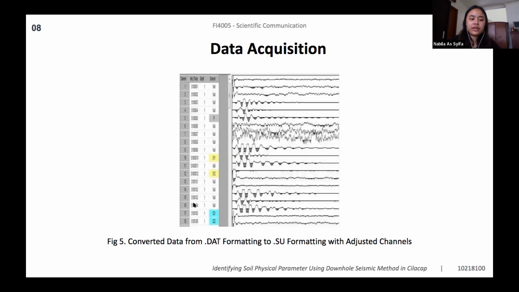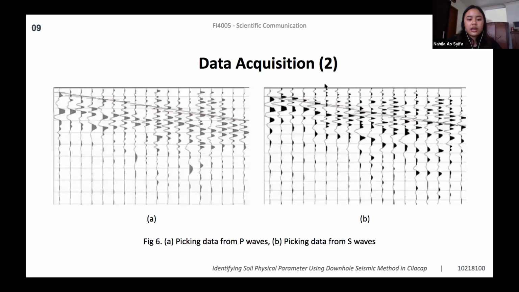Here in figure 5, we can see that the data were processed through a PC software called Window. First, we converted the data from DAT format to SU format, where here is the raw data of P waves and S waves alongside the noises. And after we converted the file, we're going to do the data picking of the first arrival of propagating waves of each of the P waves and S waves using the same software.